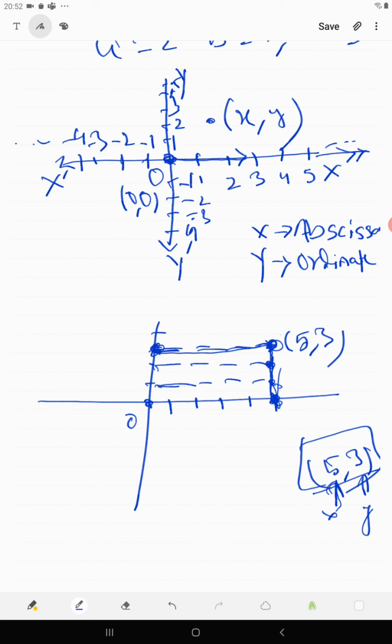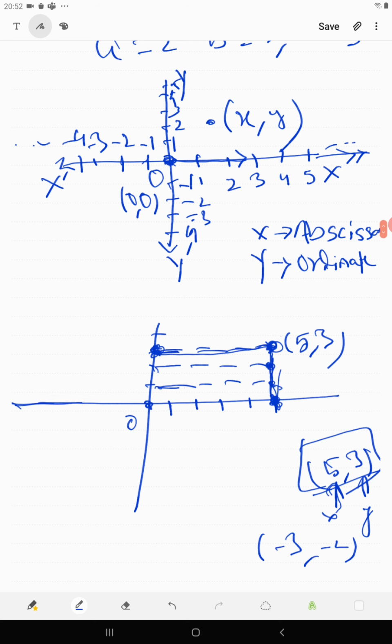Now let's take -3 comma -2. So x is negative, so we need to go towards the left. So this is -1, -2, -3. Here we will get x as -3. Now why do I want -2? So draw a perpendicular from here and draw a perpendicular from here. This point will be -3 comma -2.